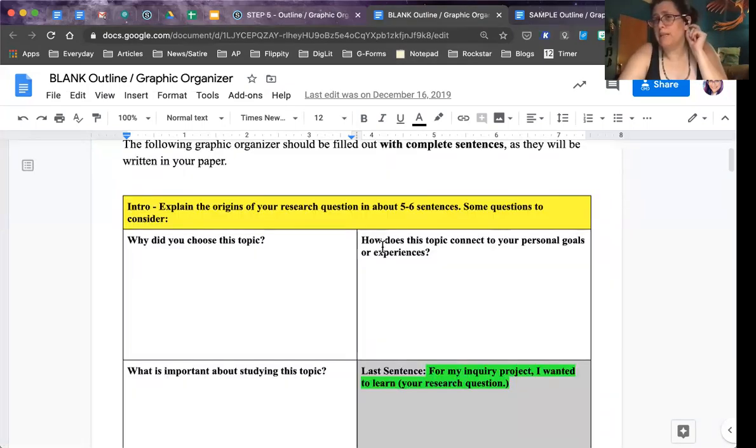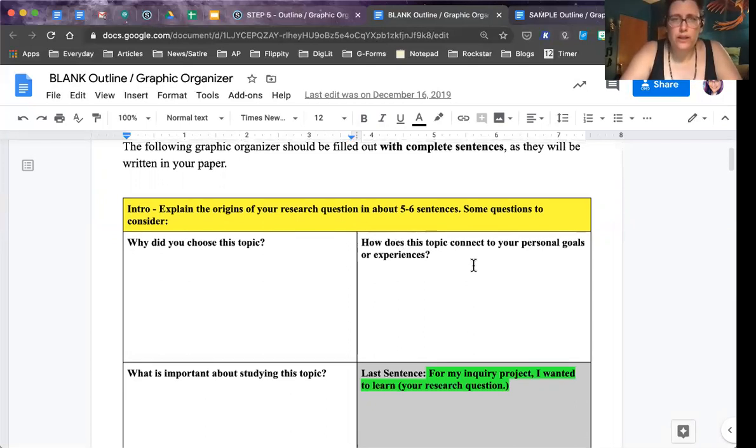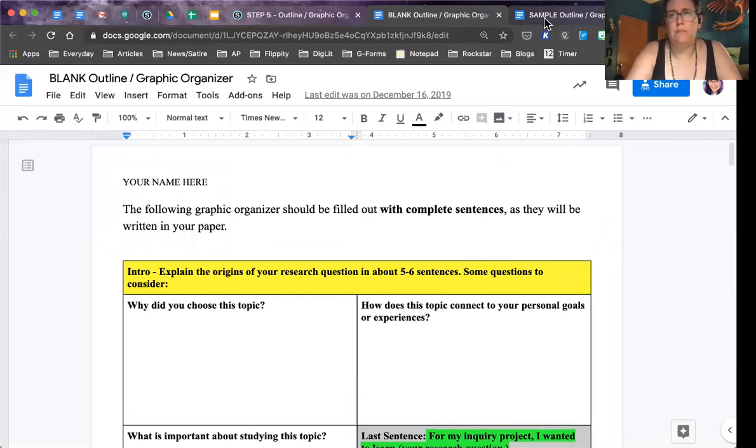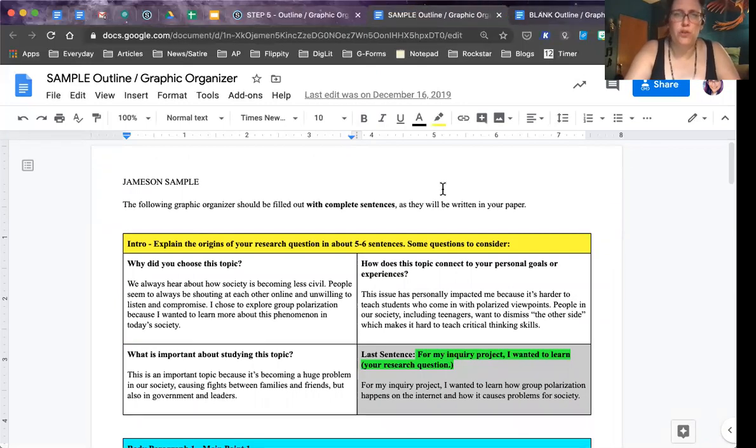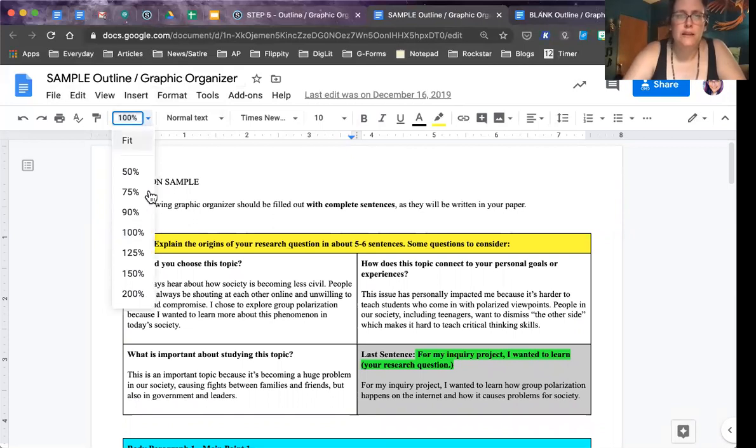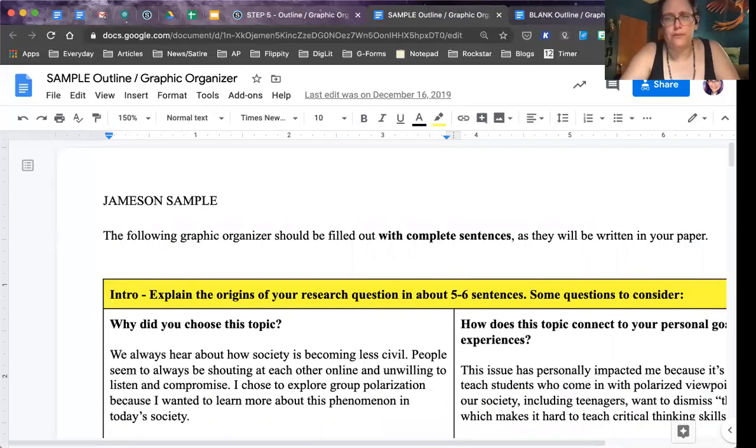This is actually the biggest, most intense part of the process, because it is the step leading into the actual writing of the paper. This is where it all starts to congeal together. Now, to help you out with this, I've given you an example. I have actually created this. I chose a totally different topic for this.